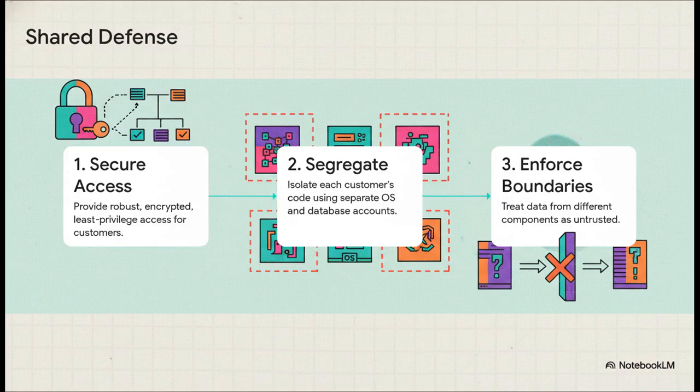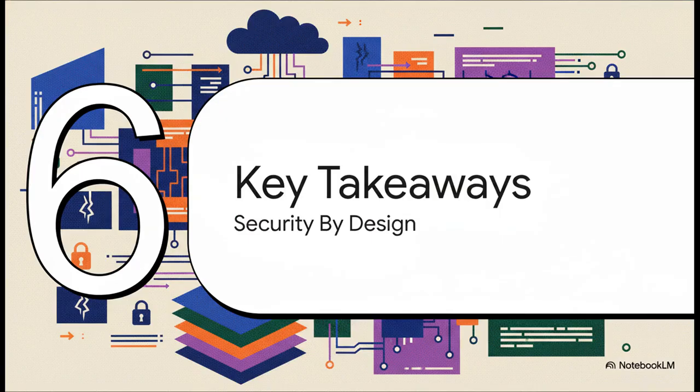So how do we defend these massive, complex environments? The principles are actually the same, but the implementation has to be even more strict. Access must be tightly controlled with the least privilege possible. Each customer's code and data has to be rigorously segregated, ideally running in its own sandboxed account. And maybe most importantly, there can be absolutely no implicit trust. Data moving between internal components has to be treated with the same suspicion as data coming from a random user on the internet.